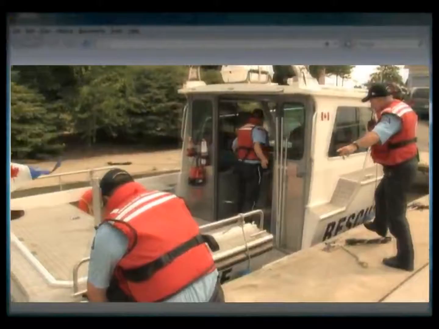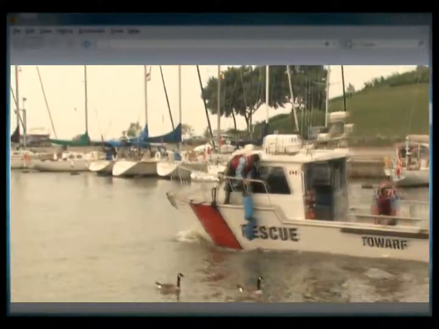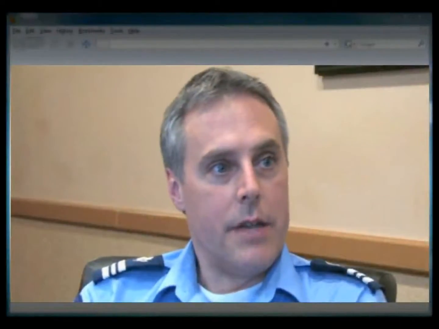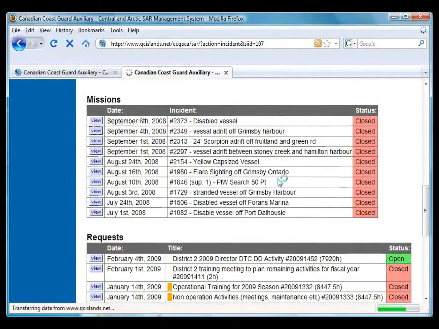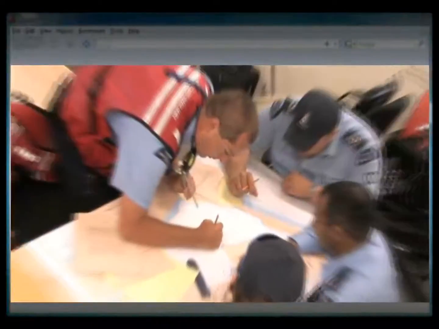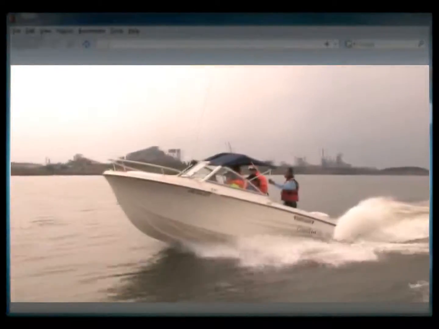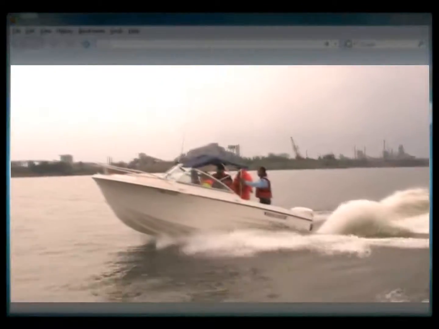The SAR management system is intended to keep track of all the information in terms of personnel, the units, vessels, the district operation throughout the region. It's intended to collect data in terms of the missions that we go on, the incidents, the training hours that we put in, to be able to summarize this at the end of a season to account for all of the activities that are being conducted by the various people and units involved in Central and Arctic.